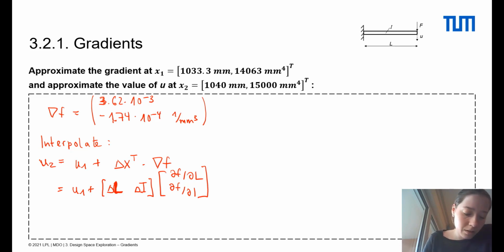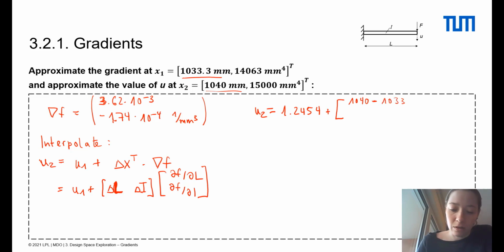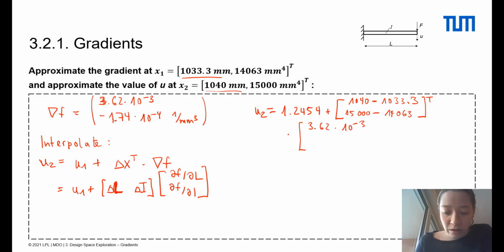Using the values, did it here, we know that u2 is u1, so 1.2454 plus delta L, so that's 1040 minus the 1033.3, and we need delta I, which is the 15,000 minus 14,063, and we take the transpose of that, and then times the gradient, which is what we've already written down here.